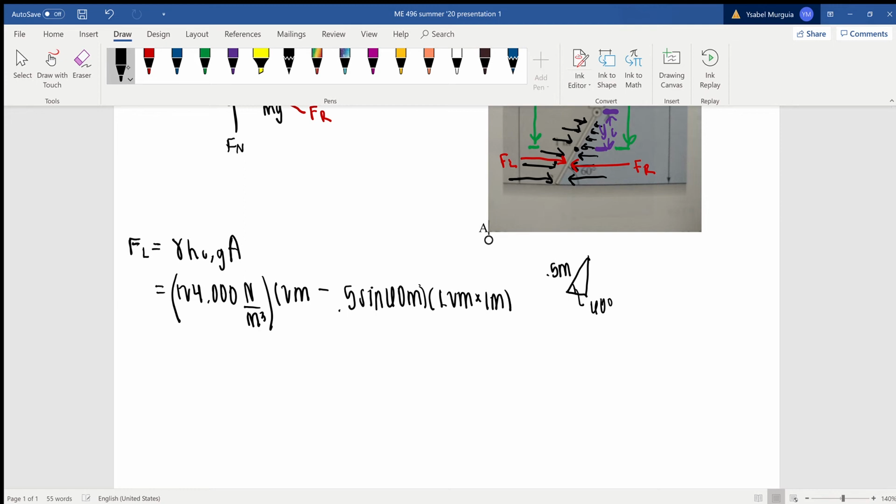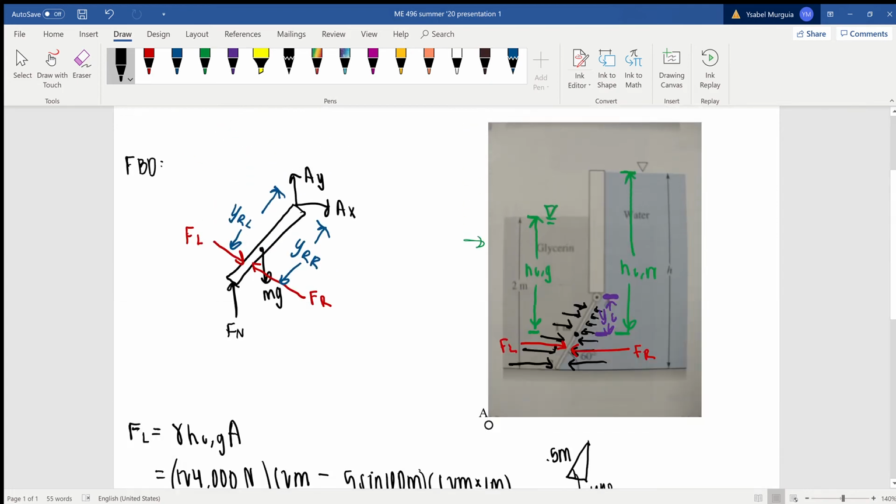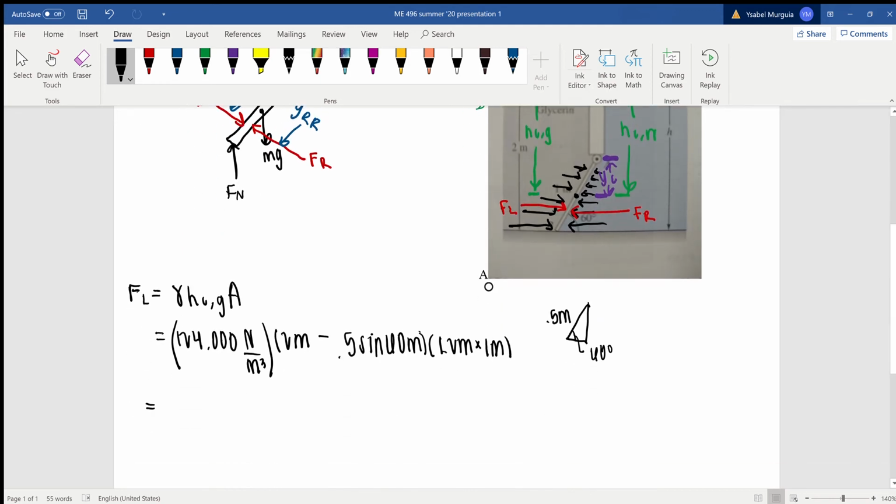Okay, and now we can solve. So solving through, we should get 2 minus 0.5 sine of 60 times 1.2. Okay, so we get this resulting force of 233,167.7 newtons on the left.